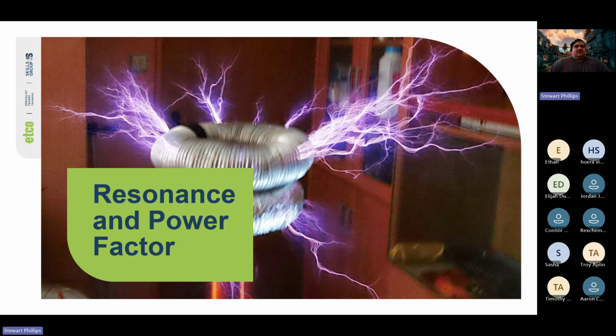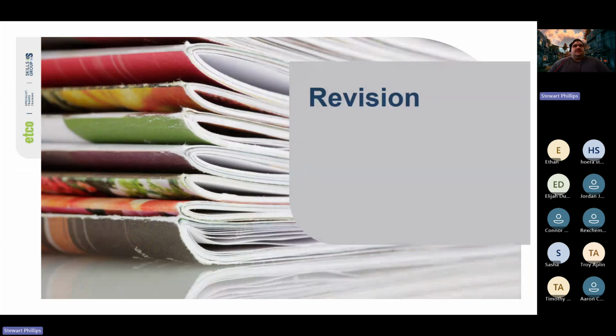Okay, sweet. So tonight we'll be taking a look at resonance and power factor. So we'll continue on from what we did last week, talking about reactance in the AC theory, and we'll start to develop our idea of what resonance is and how we can affect power factor. Cool. So first, a little bit of revision.